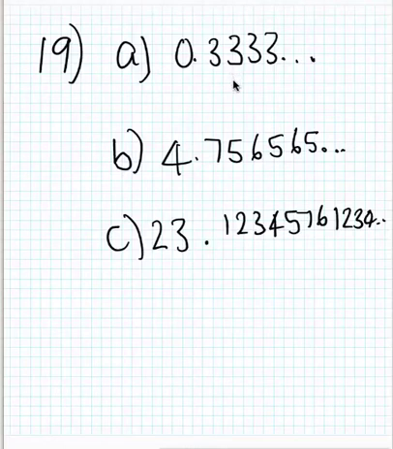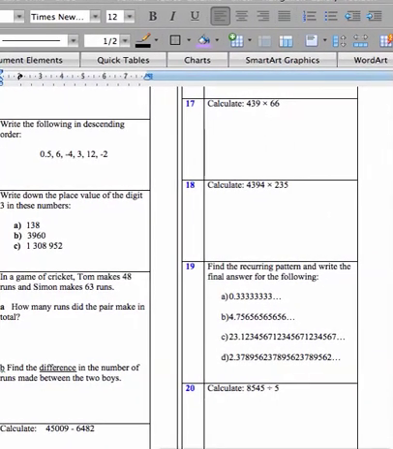So what I mean is recurring. The question actually says, there's a keyword here, find the recurring. That keyword, recurring, sounds like reoccurring. When something reoccurs, it happens again and again. So find the recurring or the repeating pattern and then write your final answer.